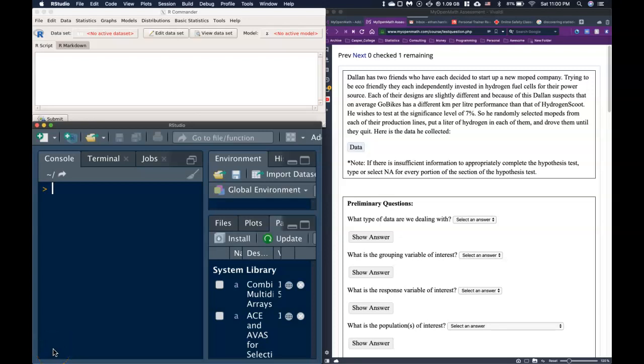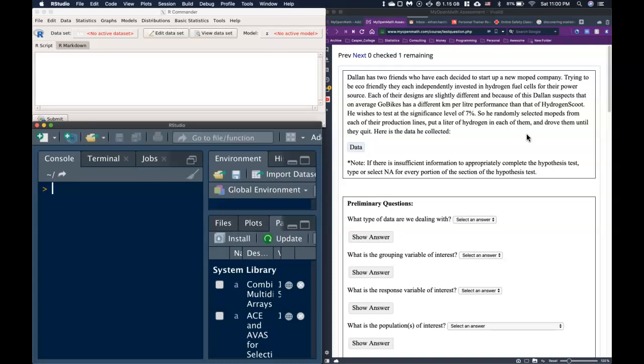Okay, guys, let's go ahead and do a guide for a two-sample hypothesis test. So let's go ahead and read our scenario. It says that Dallin has two friends who have each decided to start up a new moped company. Trying to be eco-friendly, they each independently invested in hydrogen fuel cells for their power source. Each of their designs are slightly different, and because of this, Dallin suspects that on average, GoBikes has a different kilometers per liter performance than that of Hydrogen Scoot.